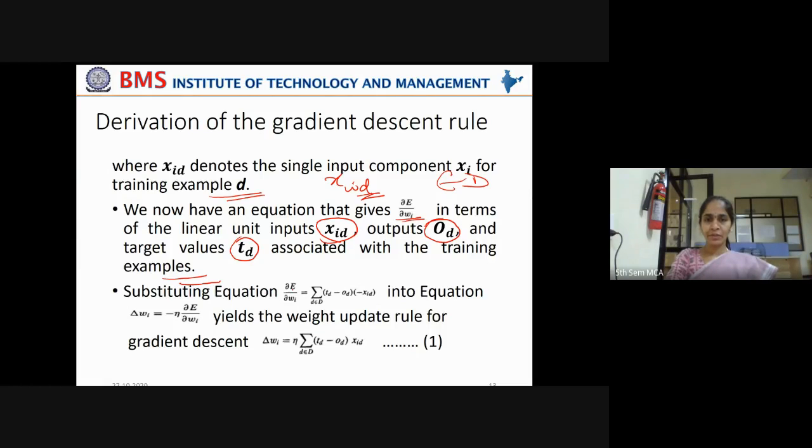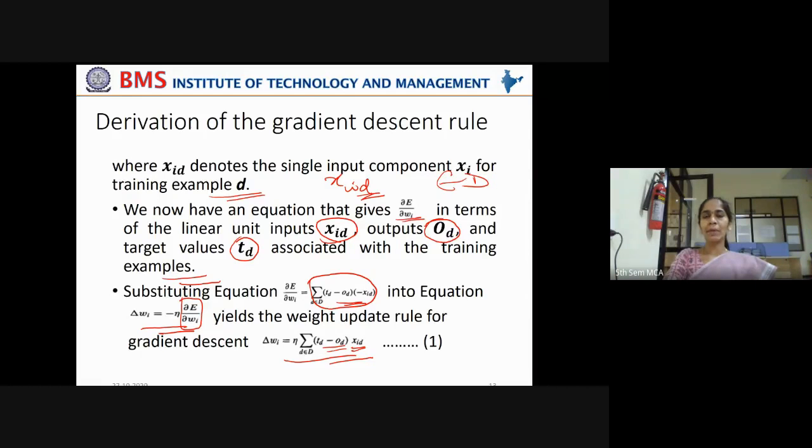Now substituting dou E by dou Wi, what we got as a result of the derivation, into the equation for the change that has to be made to the weights, that is minus nu dou E by dou Wi. In this dou E by dou Wi place, let us substitute this equation. This yields the weight update rule for gradient descent. What is the update rule? Delta Wi can be calculated as nu multiplied by the summation of all the prediction errors times the input value for each training example. This is how we need to understand the final derived gradient descent rule.